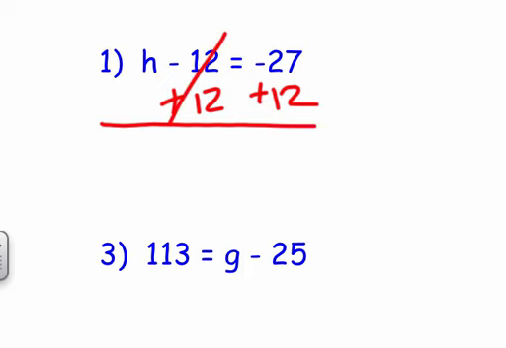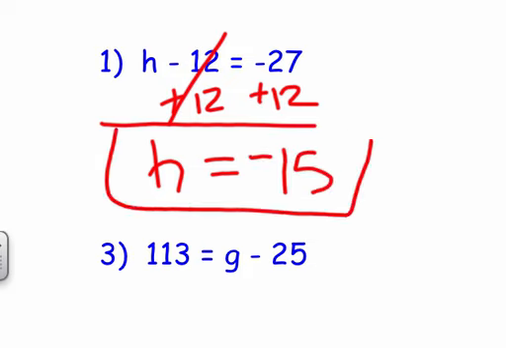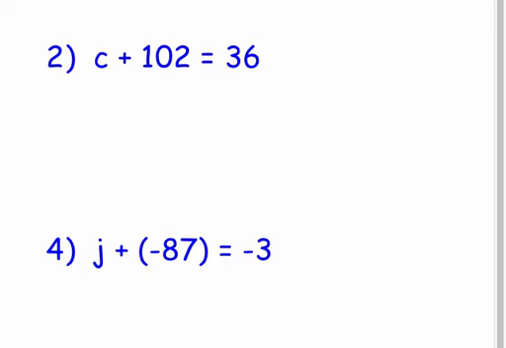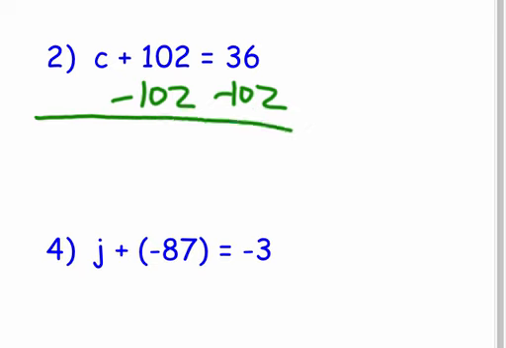We go through. When I do the inverse, they cancel, right? So I bring down my H, bring down my equal sign, and negative 27 plus 12 gives me a negative 15. Then we're done. Same thing with 2. What are we doing to the variable? There's C. We're adding by 102, so the inverse of adding by 102 is subtracting by 102. I put it right below it. Whatever I do to one side of the equal sign, do to the other, so subtract by 102. Bring down my C. And these cancel, bring down my equal sign.